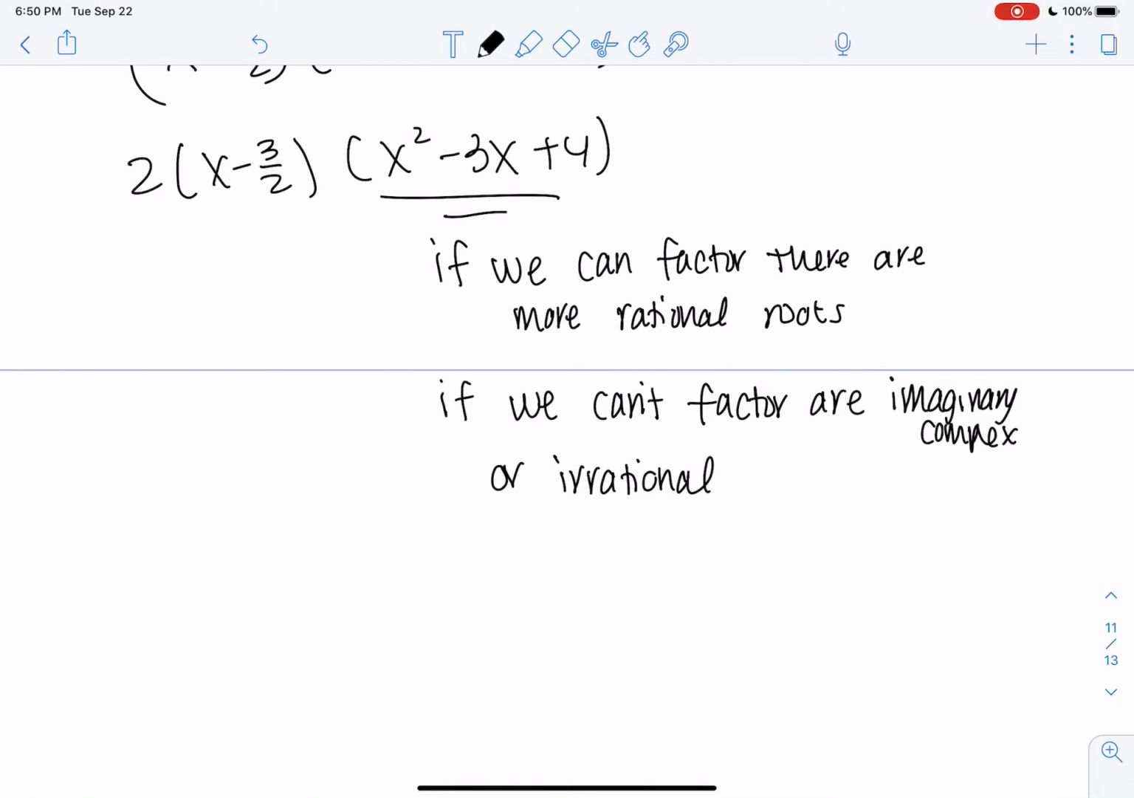So I'll let you finish from there. It doesn't end up factoring, but if you're better at quadratic, you can go ahead and do that. But yeah, I hope this is helpful.